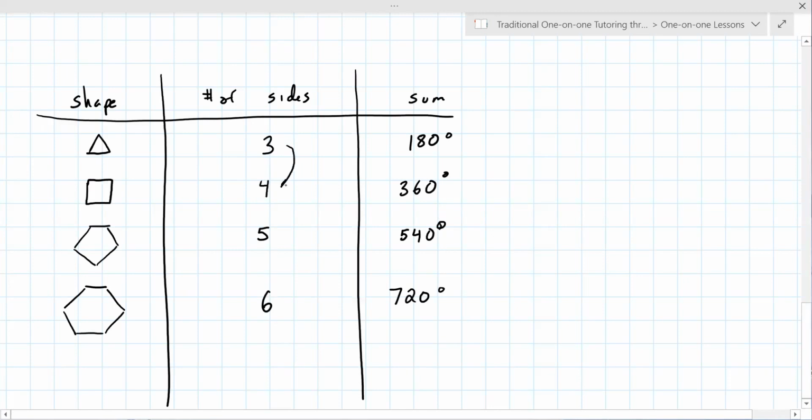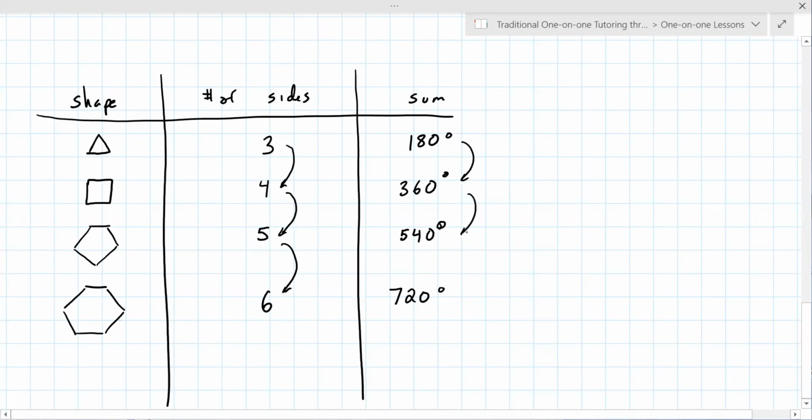What do you notice about these numbers in here? What do they go up by each time? What does it go up by each time? 180 degrees. Well, that's true over here.